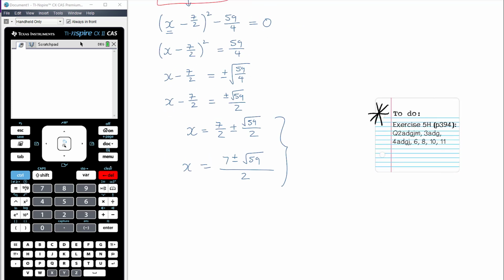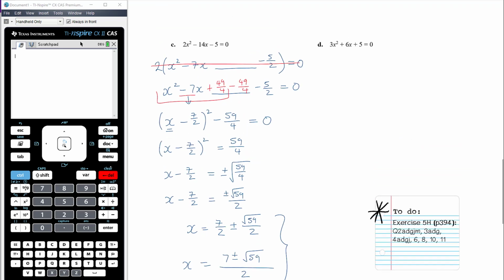So root 59, let's think about what's a square number near there. Root 49 is 7, root 64 is 8, so this is somewhere between 7 and 8. So we simply have two numbers here, 7 plus roughly 7.5 over 2, or 7 minus roughly 7.5 over 2. But in the current form with the surd, we can't simplify that any further.